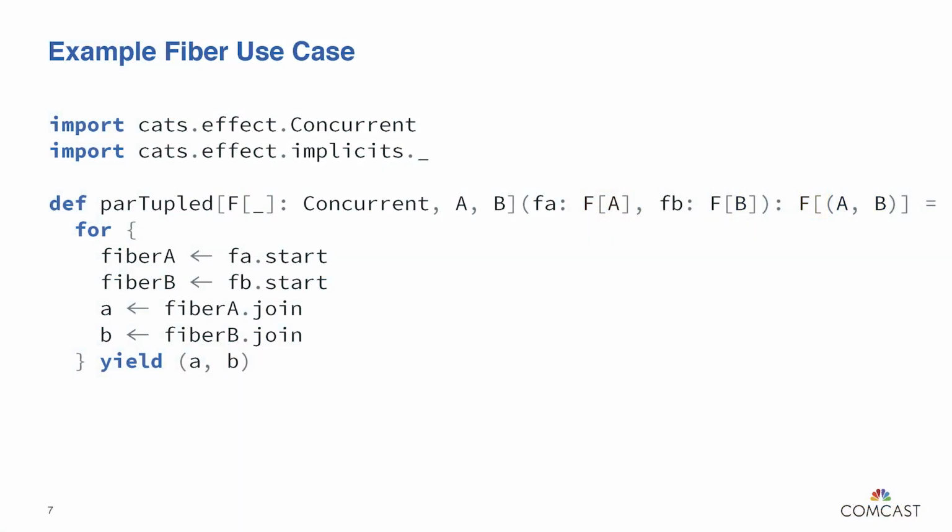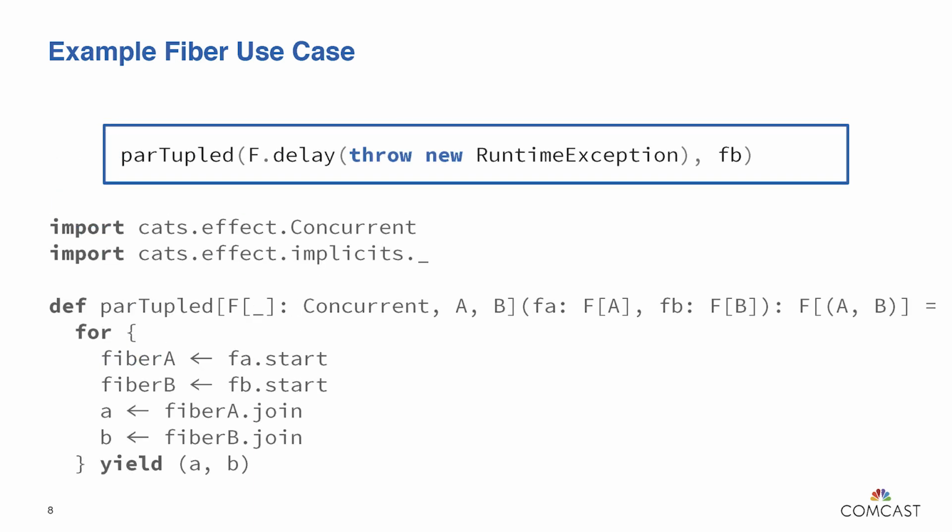So what happens when we run this particular program? Imagine our F of A argument fails with an exception. In this case, it just fails immediately with a runtime exception. And we have some arbitrary F of B. So let's think through our implementation. What's going to happen at runtime? We start up F of A. So now concurrently, something's going to go out and start computing the A. And that's going to fail concurrently. It's not going to fail right away. So we do get back a fiber A. We hold on to that fiber A.